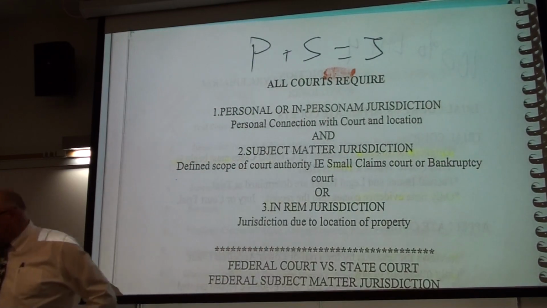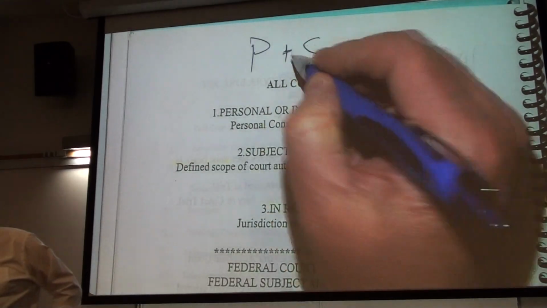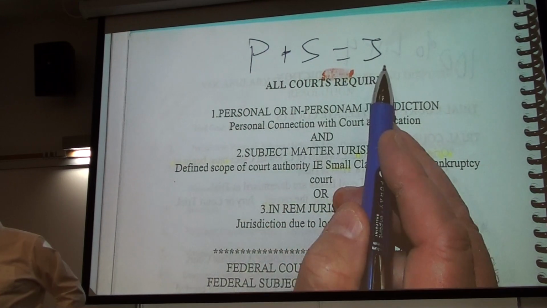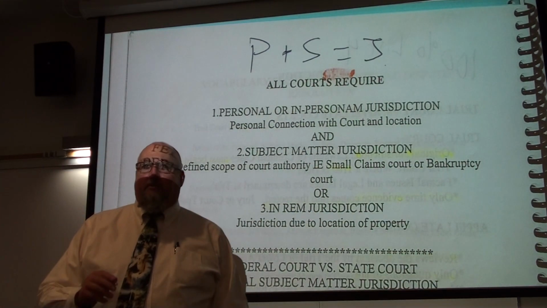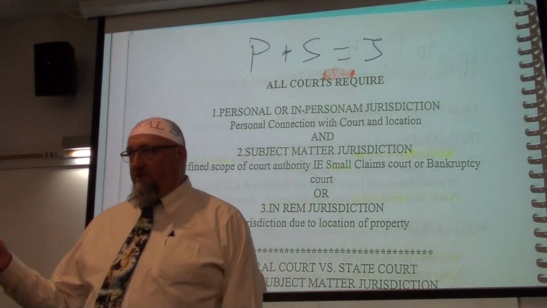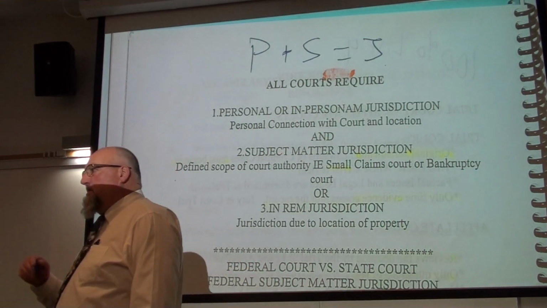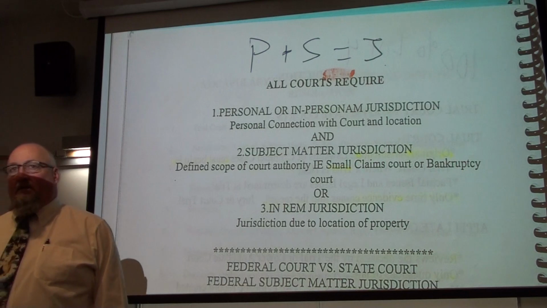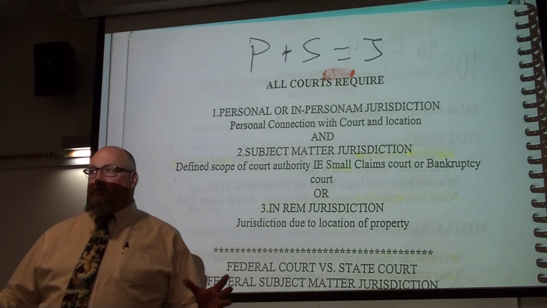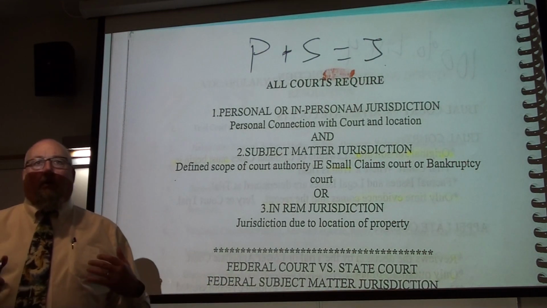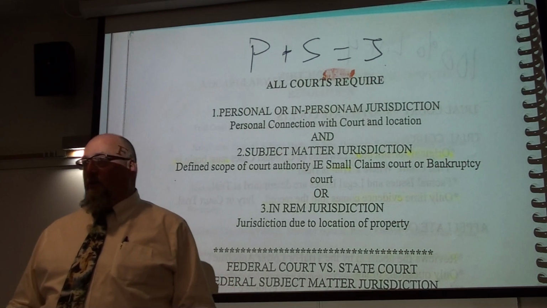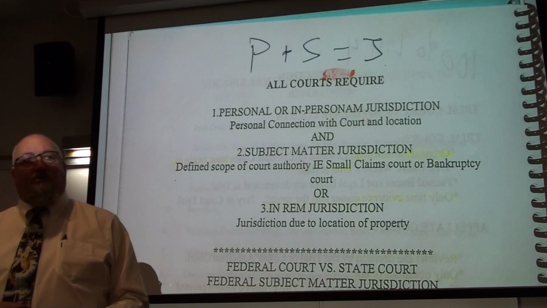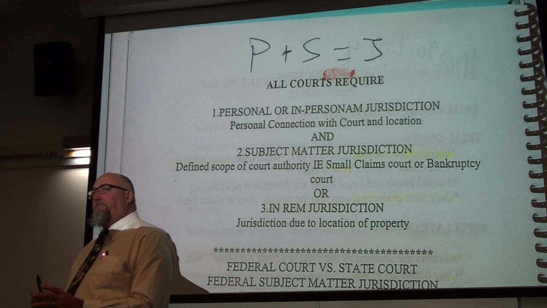P plus S equals J. Personal jurisdiction together with subject matter jurisdiction equals complete jurisdiction. So in order for a trial court judge, or this is true for appellate courts as well, but we'll focus on trial courts, because that's where I have to start.